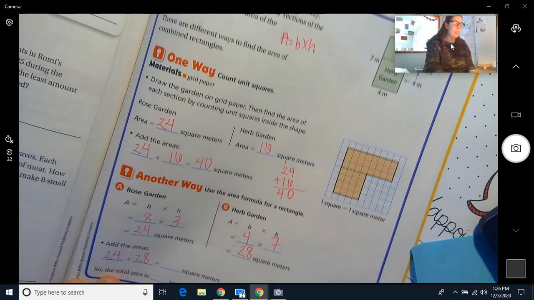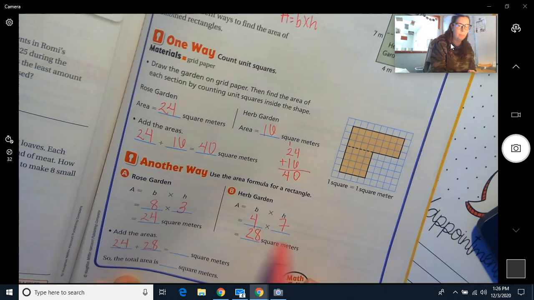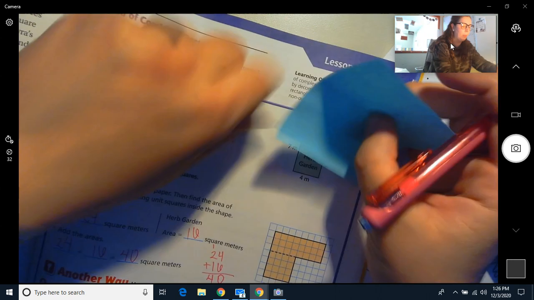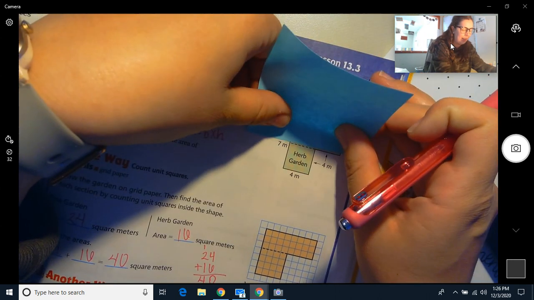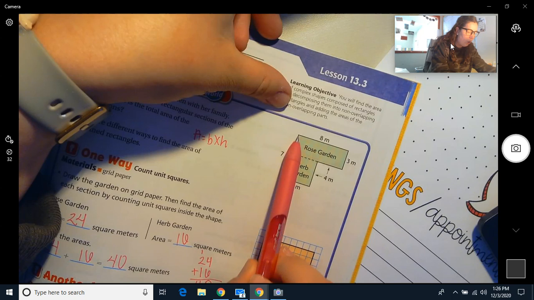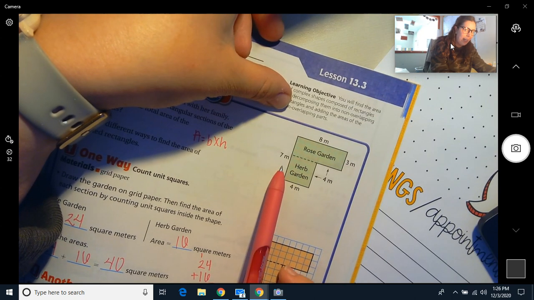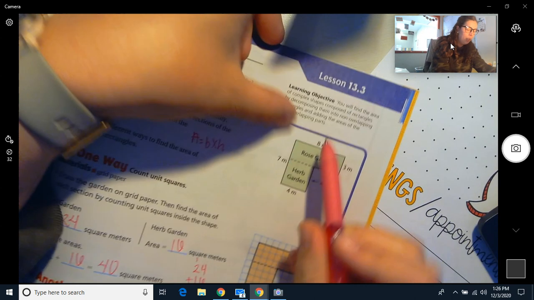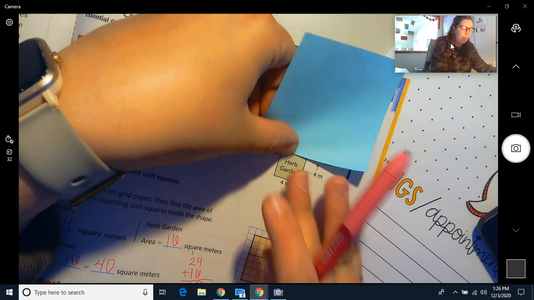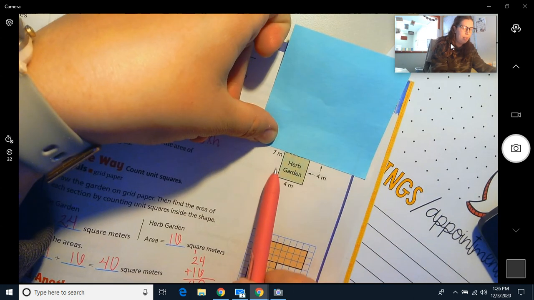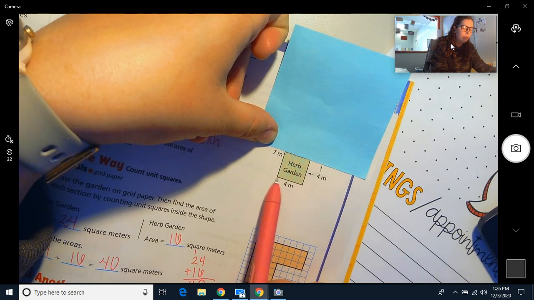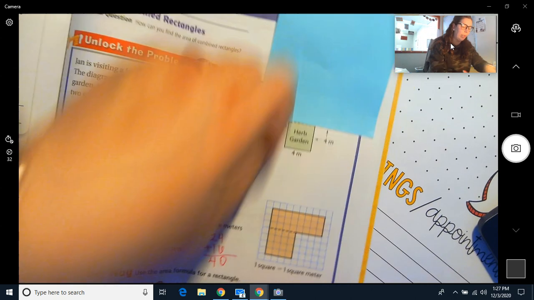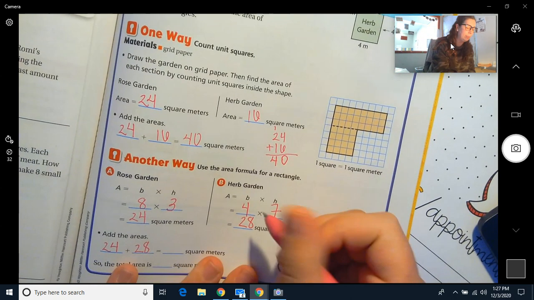Oh, I'm sorry. I'm so sorry. We did this one wrong. Let's go back up to herb garden. I was looking at that 7. That 7 is the length of the whole side. I can't do the length of the whole side. When I covered this up, that's no longer 7 meters here. This is 4 meters. So this is actually 4 times 4. So Quinn, can you tell me what 4 times 4 is, please?